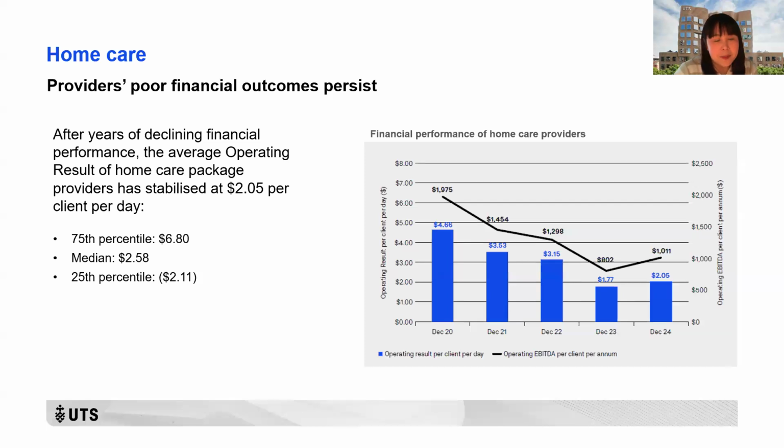So first of all, in terms of the overall financial performance, after several years of declining financial performance, the average operating results for home care providers has stabilized at $2.05 per client per day during the first 6 months of the current financial year. However, it is important to note that this average operating performance remains at a very low level compared to the median. There is also a significant variation in operating results between the highest and the lowest performing providers. So these performance differences will be explored more in detail later in the presentation.